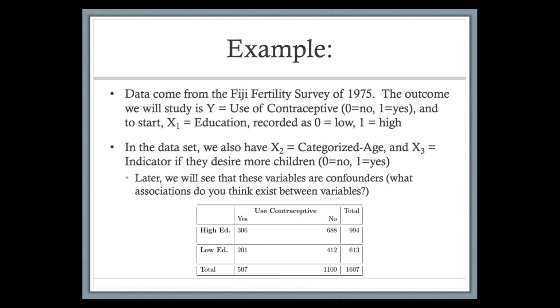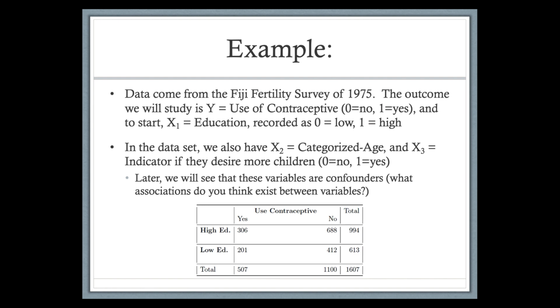The data that we're going to work with comes from this Fiji fertility survey done back in 1975. The data itself is quite old and quite dated by now, but this data set has a few interesting patterns in it, and it's really good data to use for demonstrating some concepts. So that's why we're working with this data here.